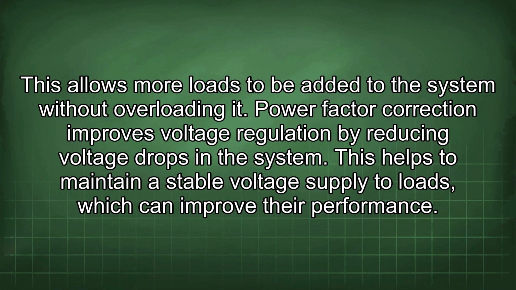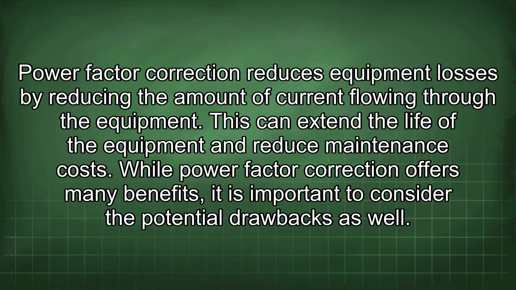Power factor correction improves voltage regulation by reducing voltage drops in the system. This helps to maintain a stable voltage supply to loads, which can improve their performance. Power factor correction reduces equipment losses by reducing the amount of current flowing through the equipment. This can extend the life of the equipment and reduce maintenance costs.